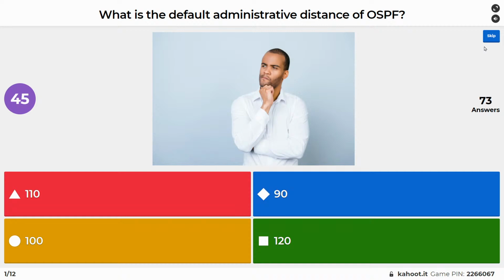I'm also going to say it's not 90. That's a good AD for like EIGRP. It's also not 120. That's the default for RIP. I'm just going to leave the other two out there.